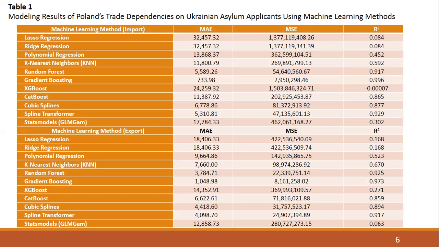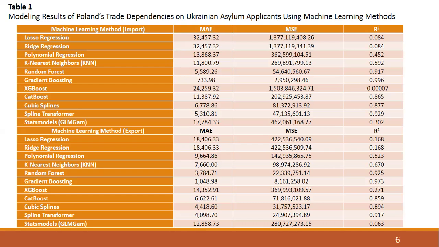Among the methods used were lasso regression, ridge regression, polynomial regression, nearest neighbors, random forest, gradient boosting, XGBoost, CatBoost, cubic splines, spline transformer, and statsmodels GLM. Model evaluation was based on three key metrics: mean absolute error, mean squared error, and R-squared. The numerical results of the study are presented in Table 1.